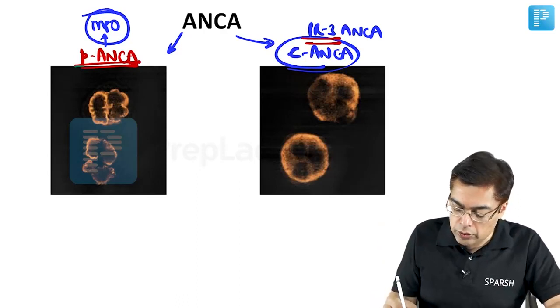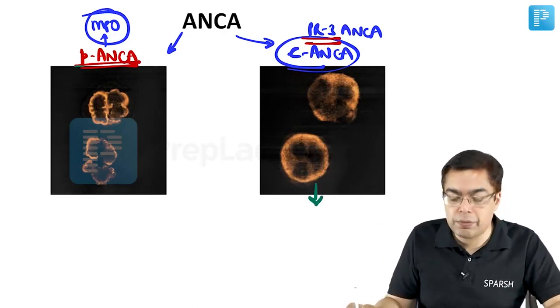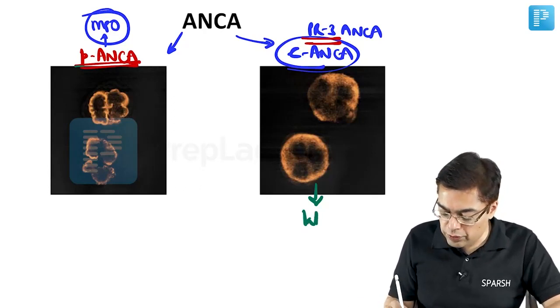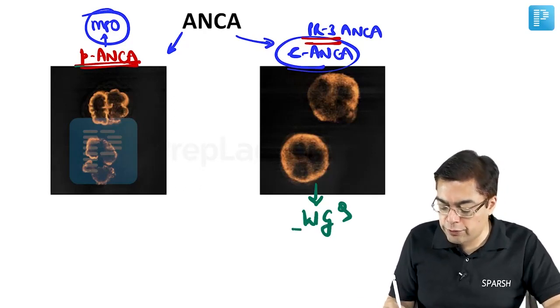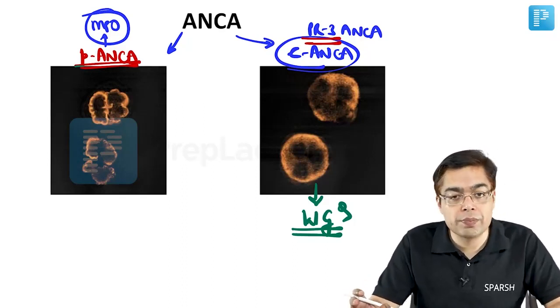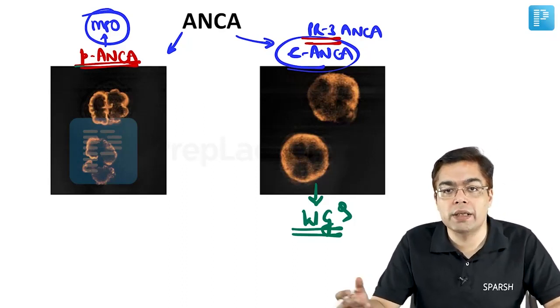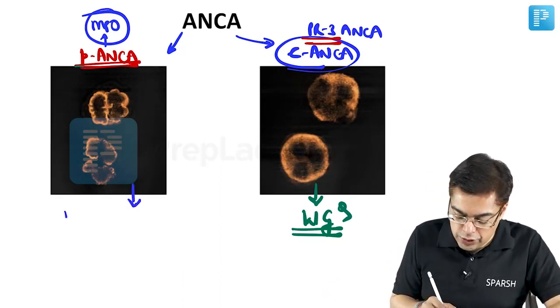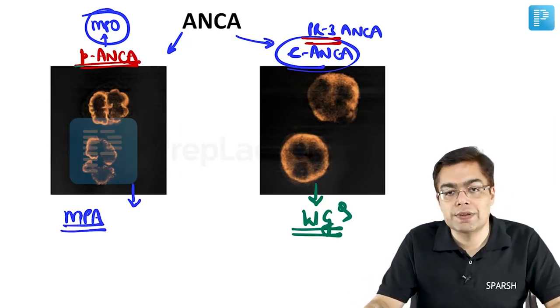For example, if I talk about a condition associated with the presence of C-ANCA or PR3-ANCA, the first important example of a vasculitis which would come to my mind is Wegener's granulomatosis, which incidentally now is being given the name of granulomatosis with polyangiitis. P-ANCA can be seen in a patient suffering from a condition called microscopic polyangiitis.